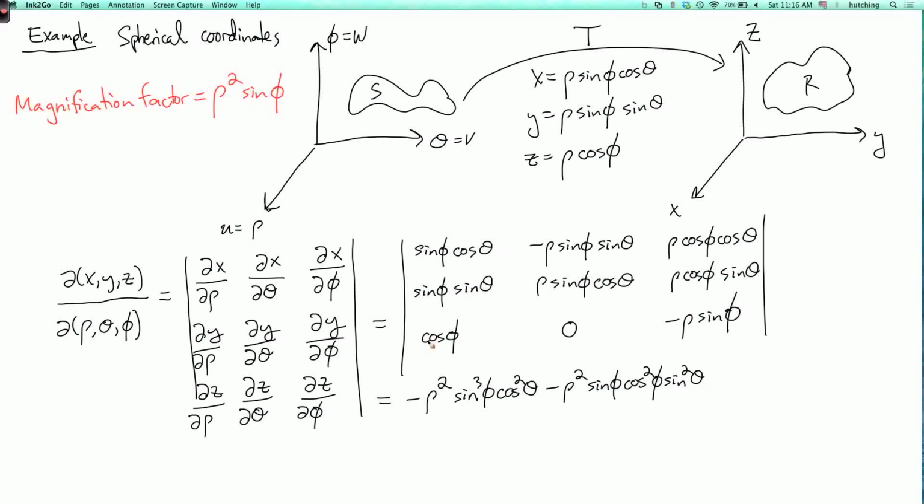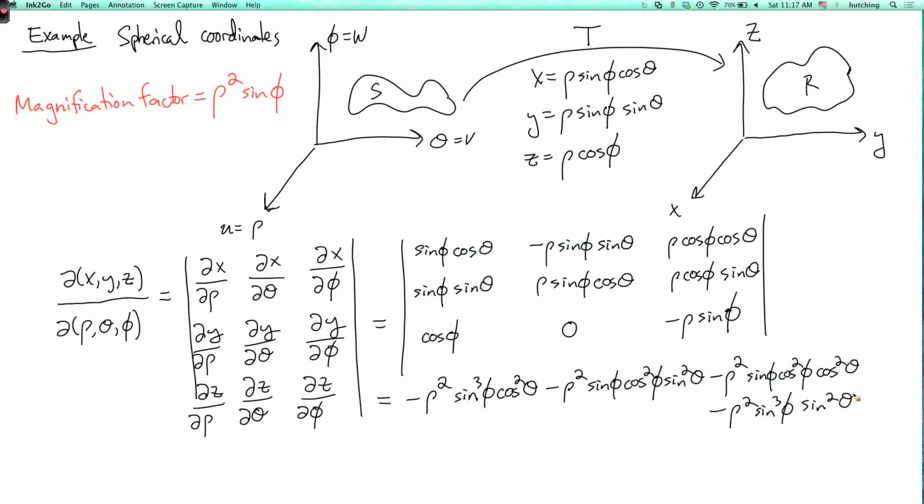And then I need to subtract the product along this diagonal. So I have minus rho squared times, I've got a sine phi and 2 cosine phis, and I've got 2 cosine thetas. And then finally I have to subtract, so this 0 times this, which is not going to come in. And then I have to subtract this times this times this. So I get a minus rho squared, and then I have 3 sine phis, and I have 2 sine thetas.